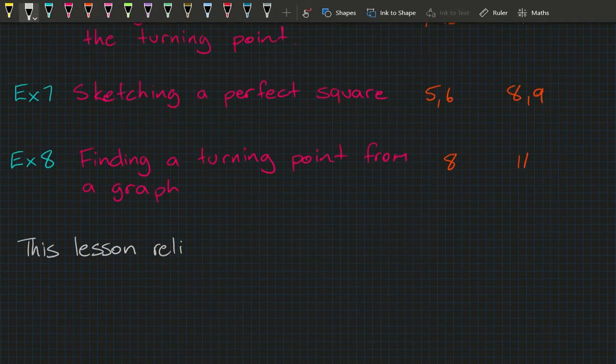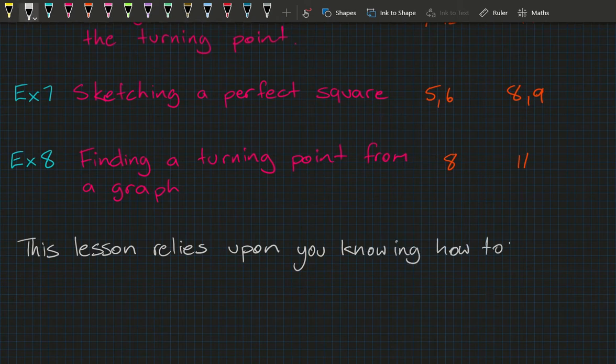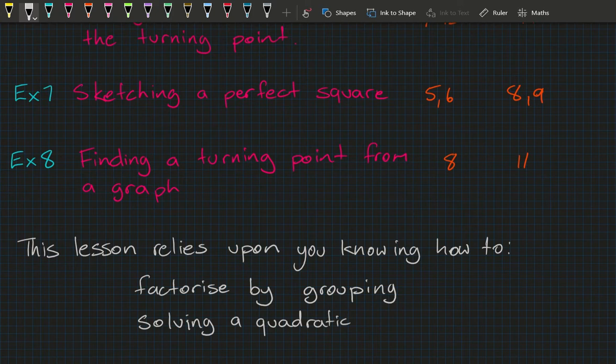So this lesson will rely upon you knowing how to factorise by grouping and solving a quadratic equation. So they're important lessons in the previous blocks we've done in this unit. So if you're not super confident, make sure you go back and do them now, just to at least double check. Okay, for those of you who are ready, I'll see you in the introduction.